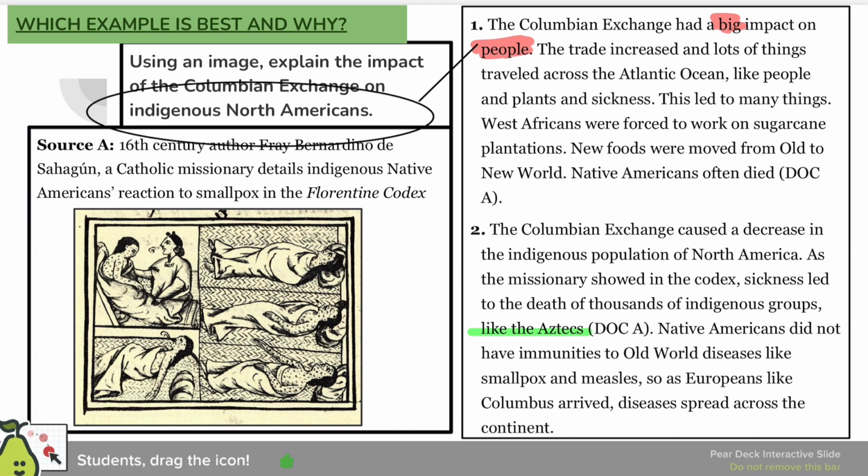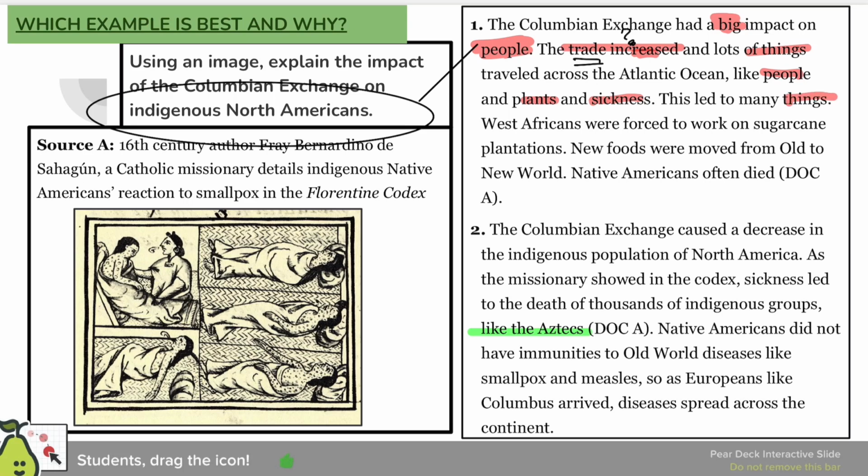The trade increase, trade. Is there anything in this image about trade? No, maybe they're trying to get a context point for happy, but it's very vague. Lots of things traveled across the Atlantic Ocean. Things and stuff. Okay, super vague. Like people, okay, who, plants, what kinds, and sickness. It's a little bit more specific, but still too vague to get the point.